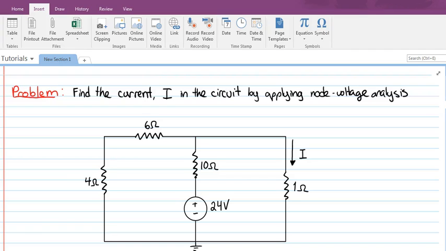Hello everybody, we've got a new circuit to analyze. Let's read the problem. The problem tells us to find the current I in the circuit by applying node voltage analysis. So let's take a look at our circuit.